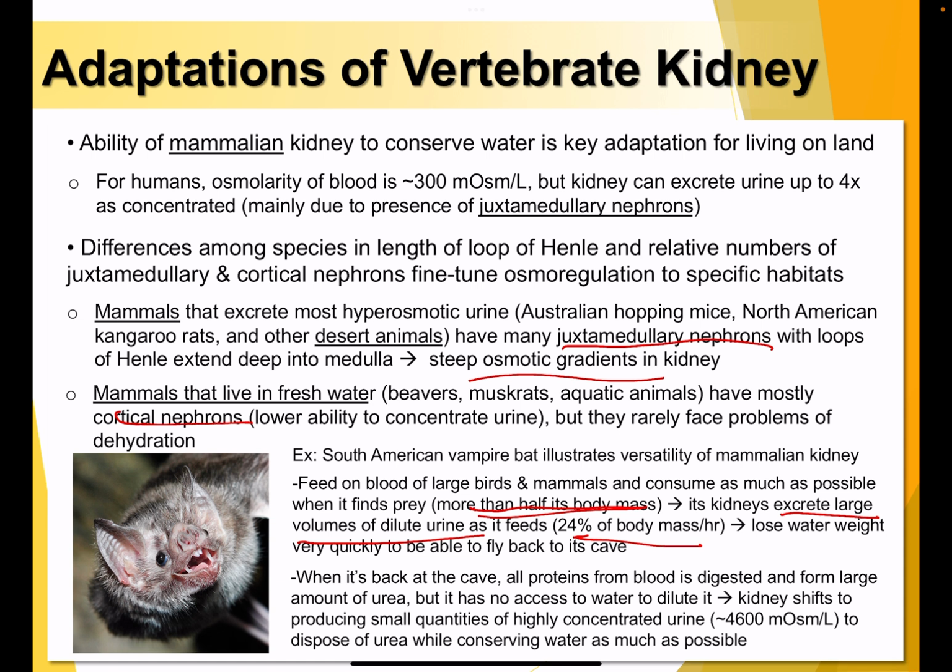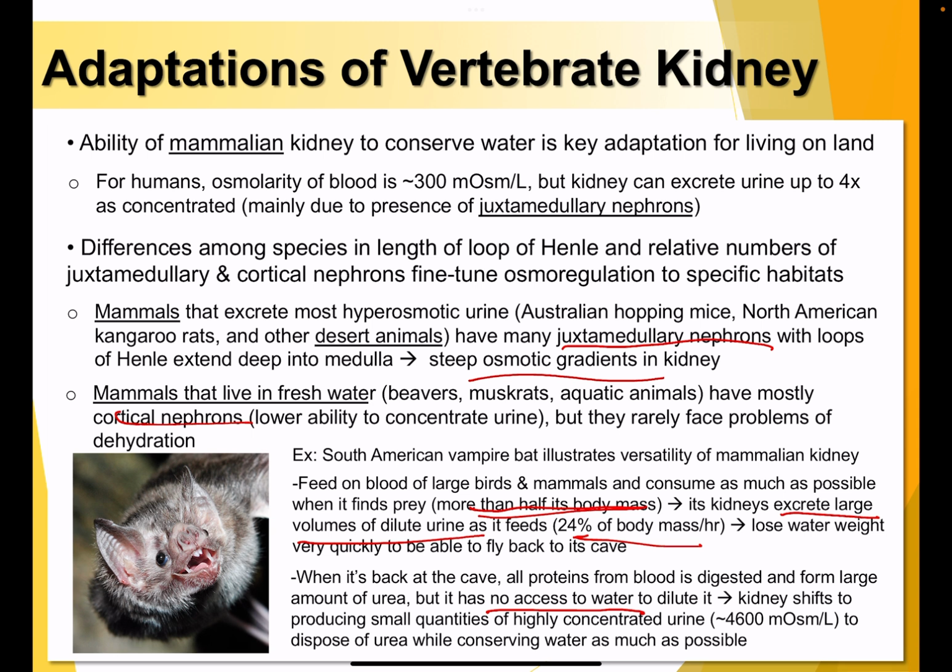Now the problem is once it goes back to its cave, then all the protein from the blood starts to be digested. And remember, we said when you metabolize macromolecules, you will form a lot of urea. And in this case, they form large amounts of it because that's a lot of protein they have gotten from the blood. And so in the cave, it actually has no access to water, so they cannot even dilute that urea and pee as much of their urea out because they already peed all that volume of water out when they were feeding on the prey.